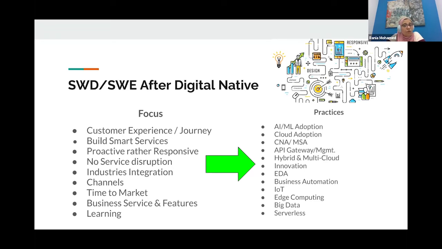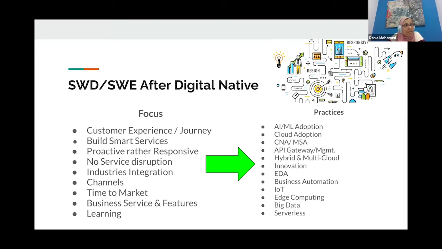Big data as well as serverless. Serverless is an important thing because, again, remember that one of the main concerns of the software development and software engineer before digital native and after digital native is the cost. The cost of the operations, the cost of the software, the cost of the platform, the cost of a lot of stuff. And that's why serverless and cloud adoption are important.